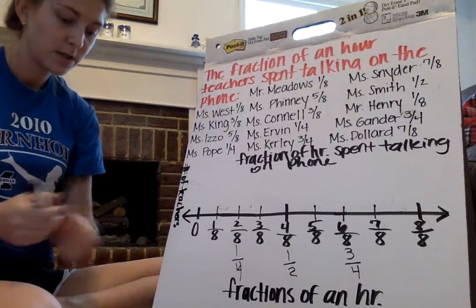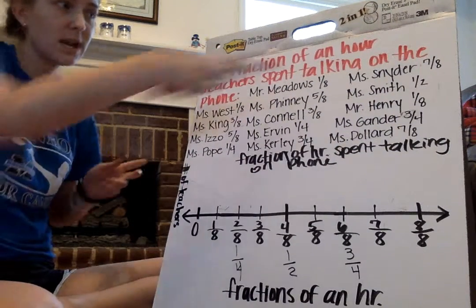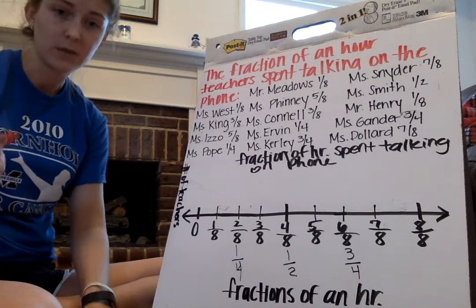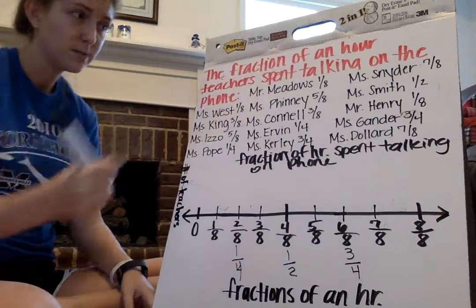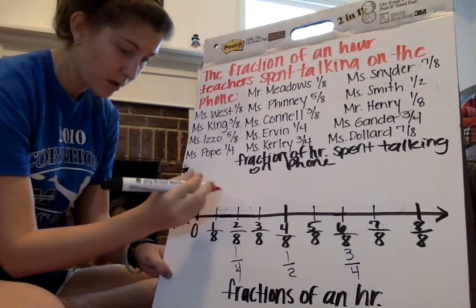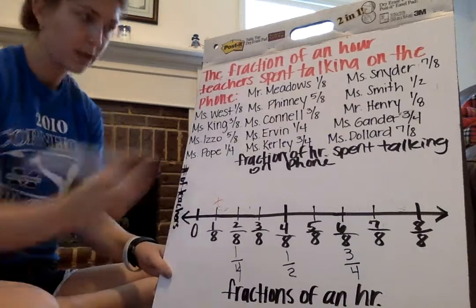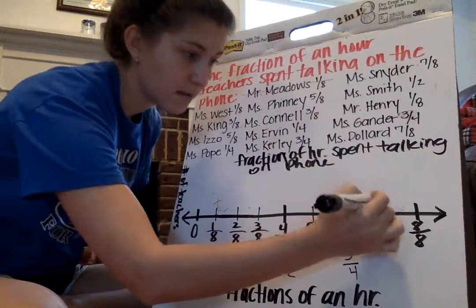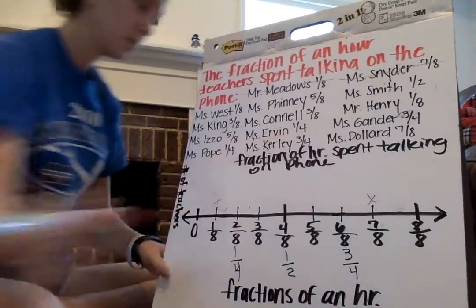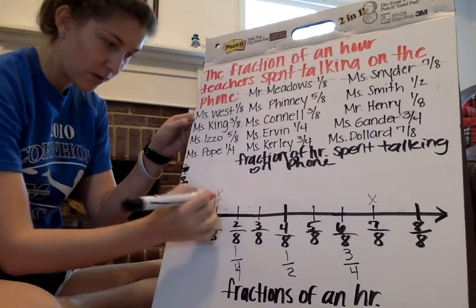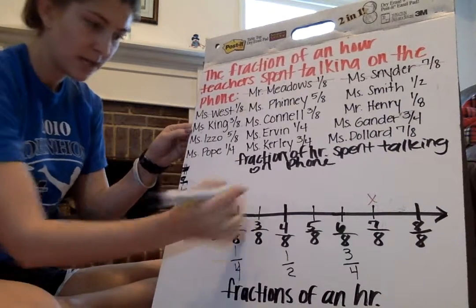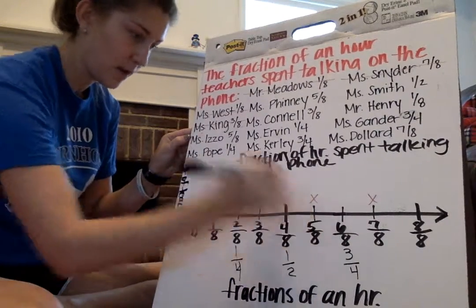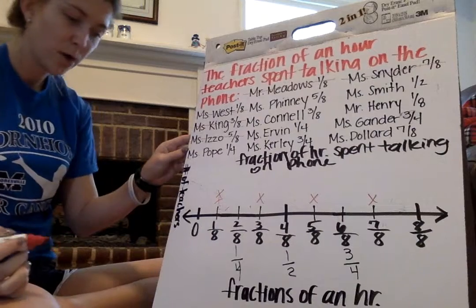Alright, so now that we're ready to start plotting our data, I have to look up here, and I like to cross them out as I go. That way I know what's been done and what hasn't been done. So looking up here, Mr. Meadows, he spends 1/8. So I'm going to write an X right there, and then I'm going to cross it out up here. Miss Snyder, she spends 7/8. X, cross it out. Miss West, 1/8. Cross it out. Miss King is 3/8. Cross it out. Miss Izzo is 5/8. Cross it out. Miss Pope is 1/4.